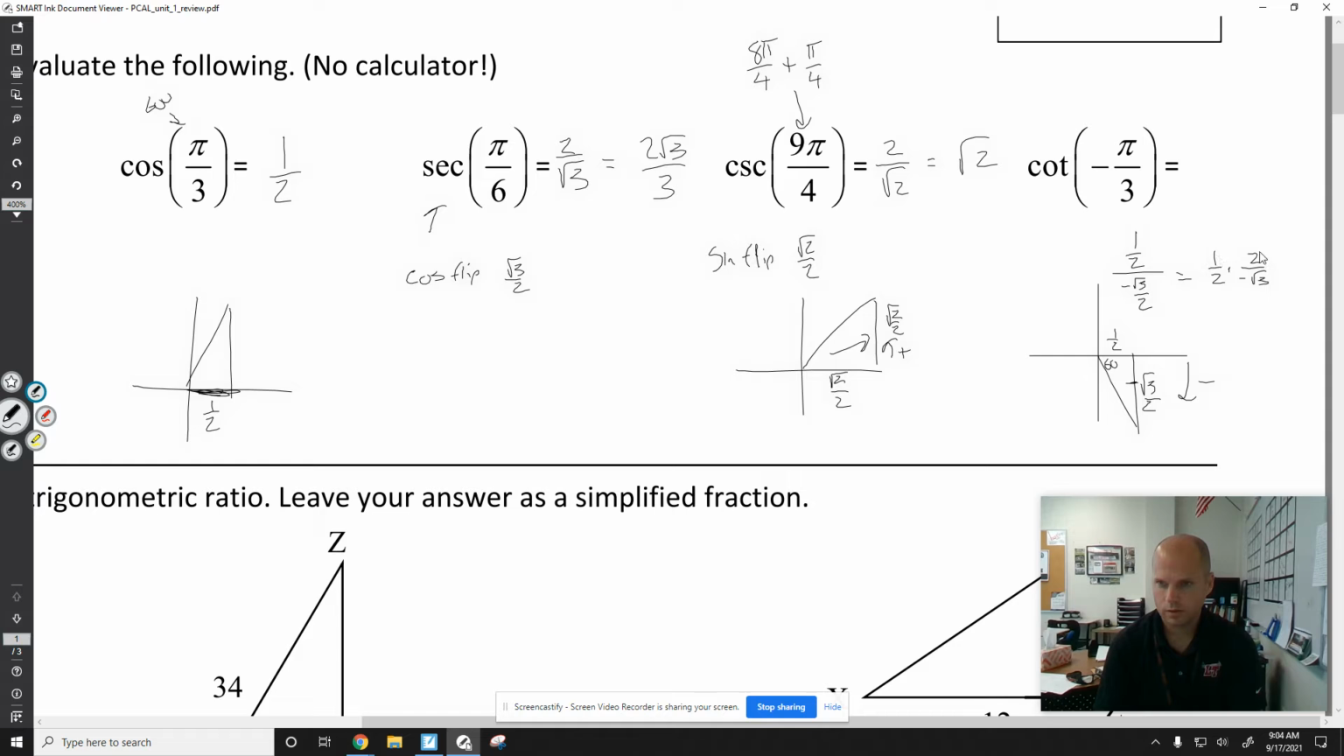The 2's cancel, or this is 2 over 2 root 3, negative. It's negative 1 over root 3, which we can rationalize, multiply the top and bottom by root 3. You get root 3 over 3, but it's negative.